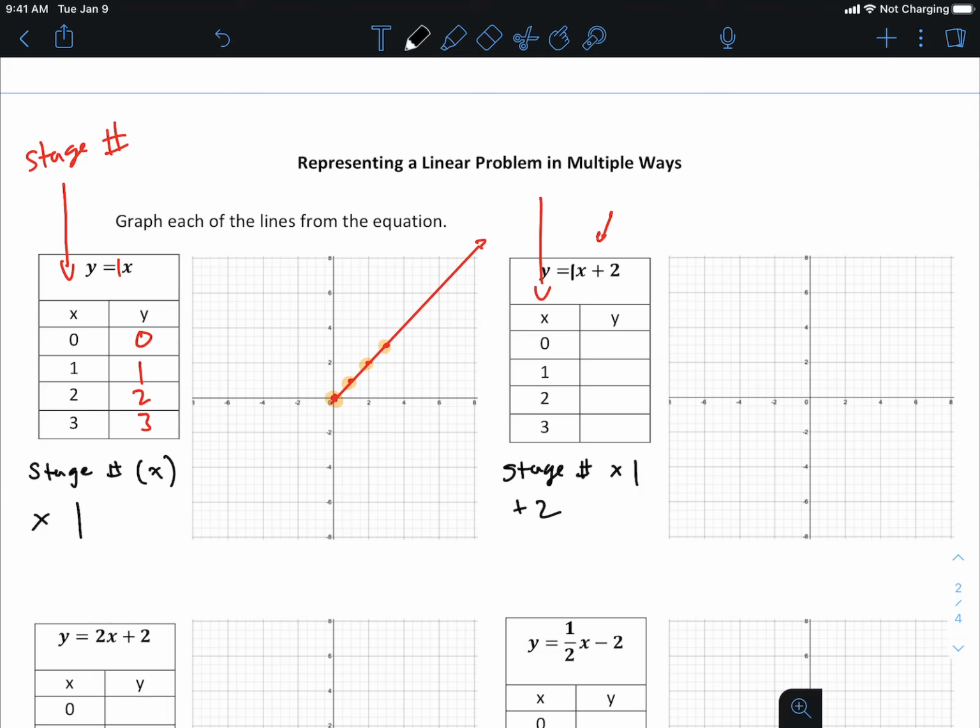So I plug my stage numbers into X, because that's what I'm doing. And so what do I get? If I plug in 0 here, what do I get? 0 plus 2. So what's my y? 2. Okay, good. And then 1 would be 1 plus 2. I think most of you are okay with this, from what I've seen walking around the room. We're just doing 1 plus 2, 2 plus 2, 3 plus 2. Can everybody see? And all your answers are going to be 2, 3, 4, 5.